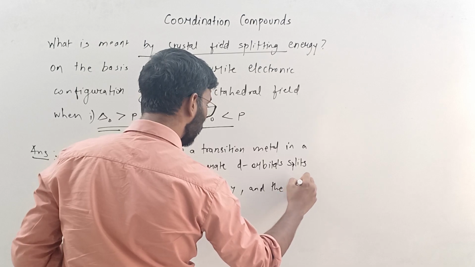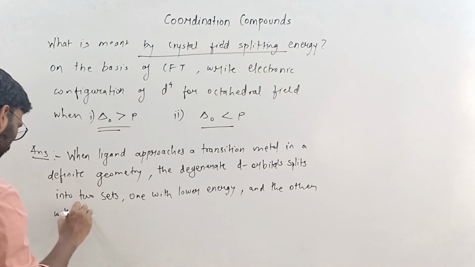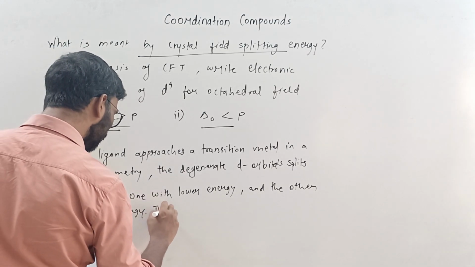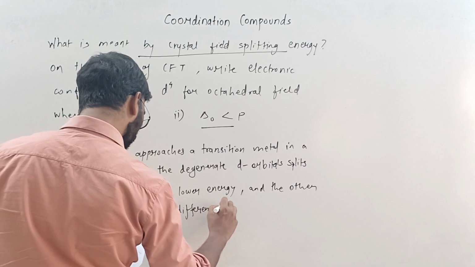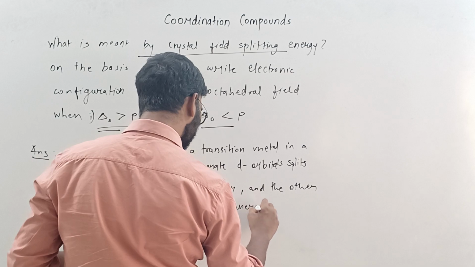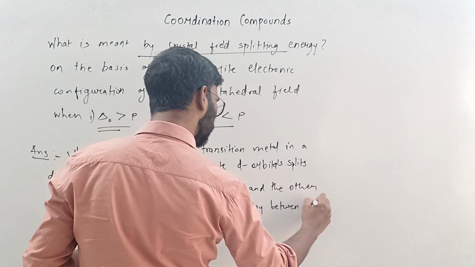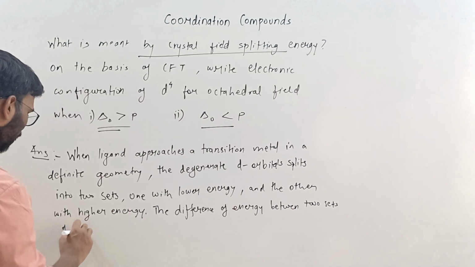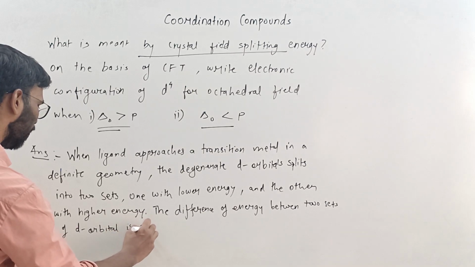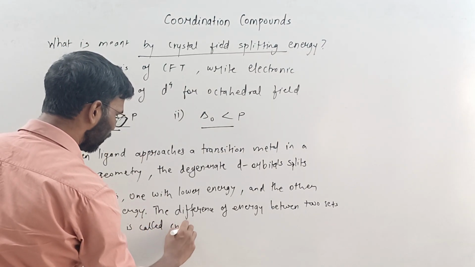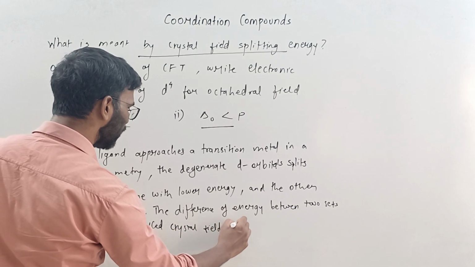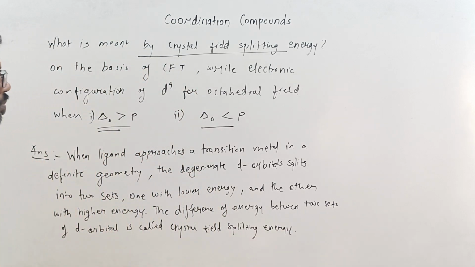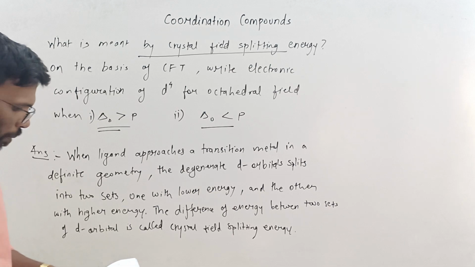The difference of energy between the two sets of d orbitals, that is T2g and Eg, is called the crystal field splitting energy, or stabilization energy, one and the same.